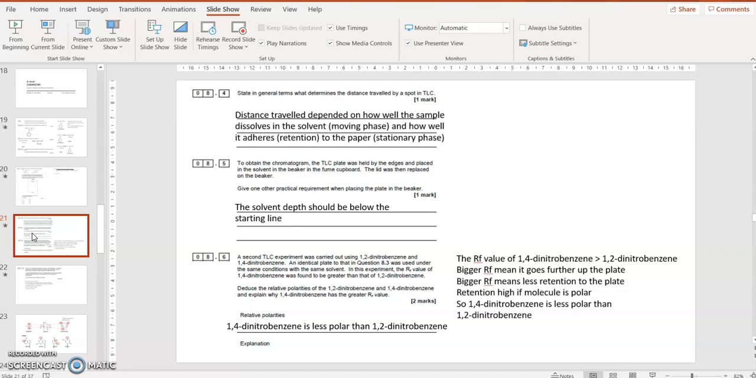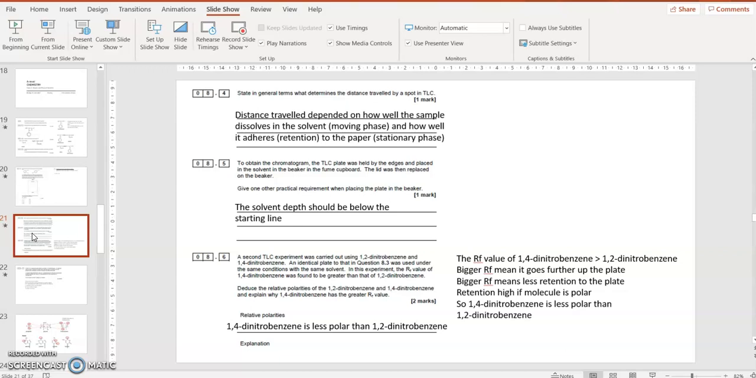A practical requirement. So there's a few practical requirements you need. The solvent must be below the starting line, otherwise the amino acids will just dissolve straight into the solvent rather than rising up the plate. You should use gloves. That's another one, because if you've got amino acids on your hands, so if you touch the plate or the paper, you're going to put your own amino acids onto the plate.